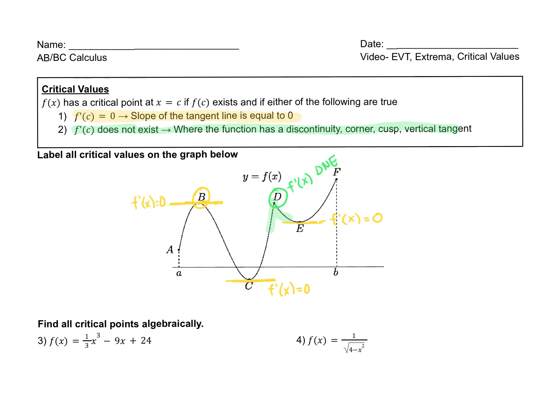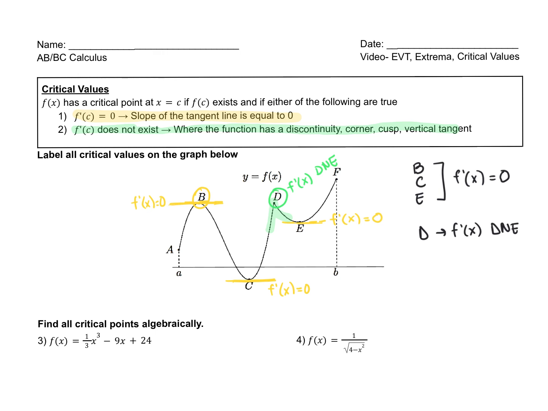So all of these values will be critical values. So we have a critical value at B, C, and E, and those are critical values because that's where the slope f prime of x is equal to 0. And then we have another critical value at D, and that's where the derivative does not exist. And there's no other spots. Those are just critical values.